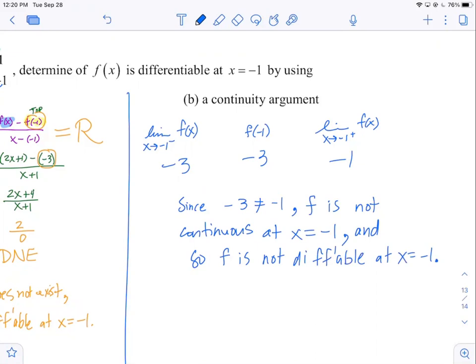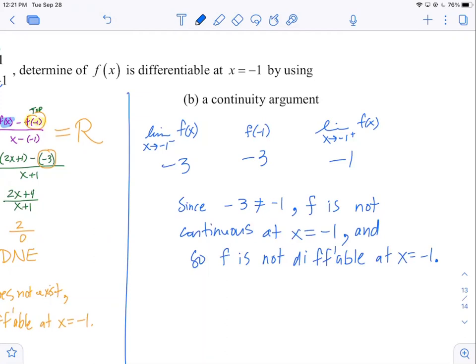But there you go. You can't just make the leap from -3 doesn't equal -1, therefore it's not differentiable. You've got to string the arguments together. -3 doesn't equal -1, therefore it's not continuous. And now if it's not continuous, it's not differentiable. So that's how we'll do it in the future. That's a lot faster, a lot shorter.